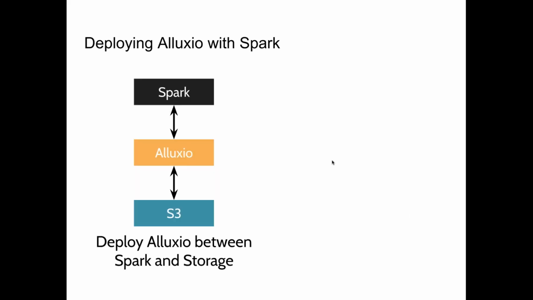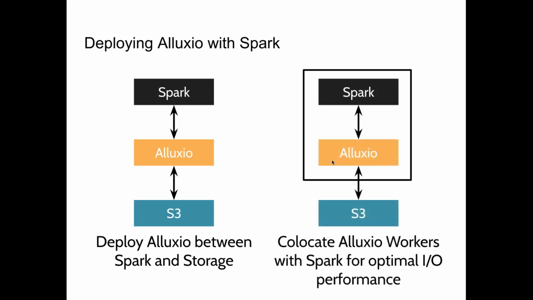And we see different ways people typically ask, like, what's the recommended way to deploy Alluxio with Spark? So basically, we see Alluxio deployed between Spark and storage, and we also see people co-locate Spark workers with Alluxio, and in this way, Alluxio provides data locality information to Spark, and Spark will be intelligent enough to tell, if I assign the task to this worker, I will get the data locally without using network.